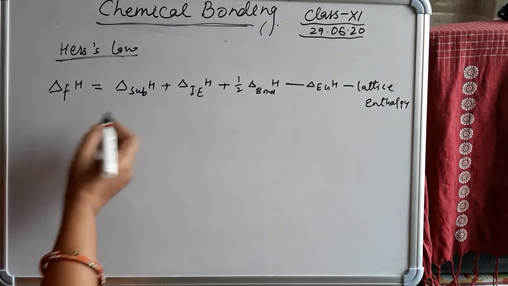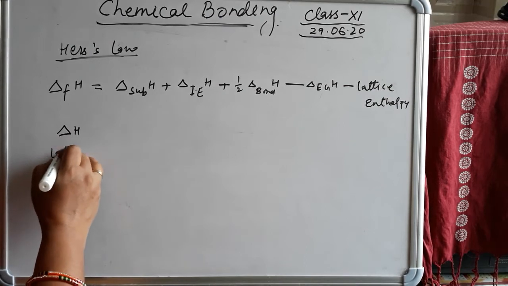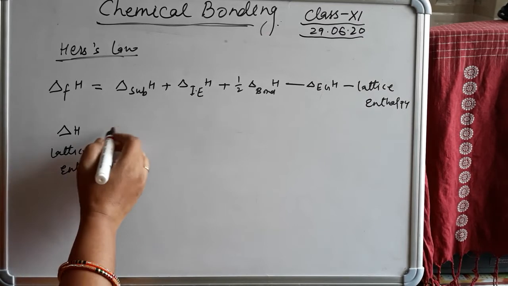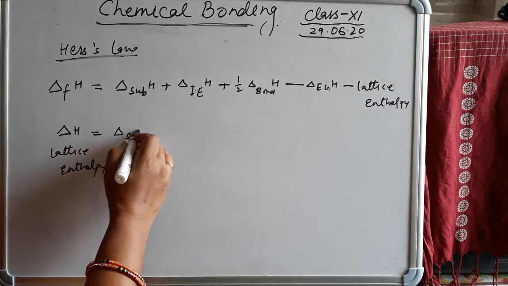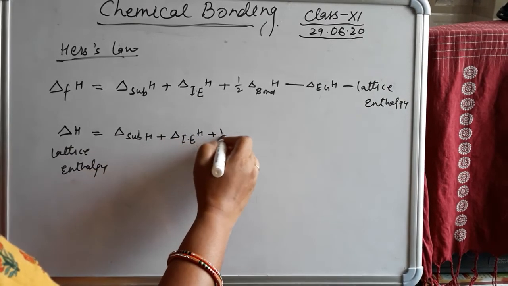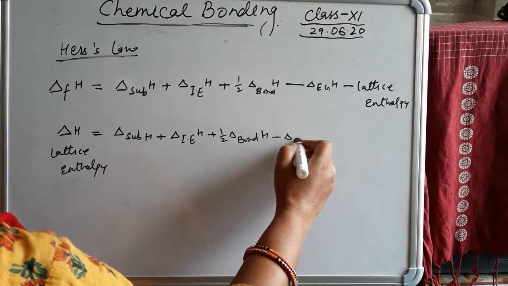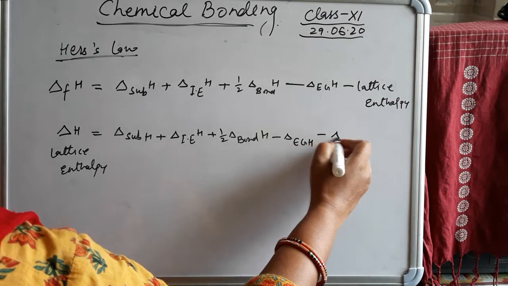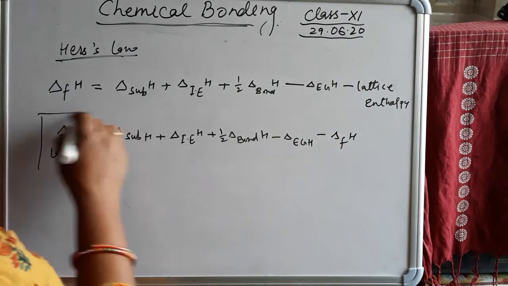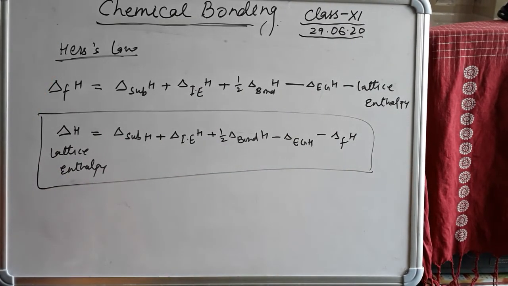Suppose we calculate the lattice enthalpy of the given reaction. So simply, sublimation enthalpy plus ionization enthalpy plus bond dissociation enthalpy minus electron gain enthalpy minus lattice enthalpy, this comes here, so it becomes the enthalpy of formation. So this is the method to calculate the energy when the ionic bond forms.